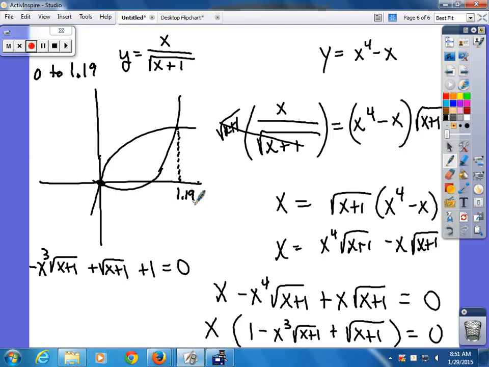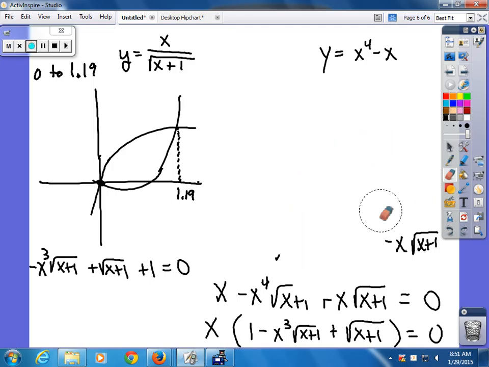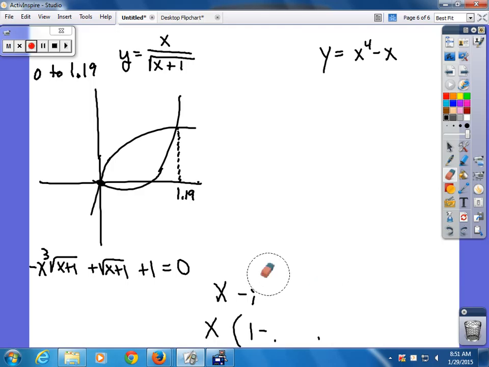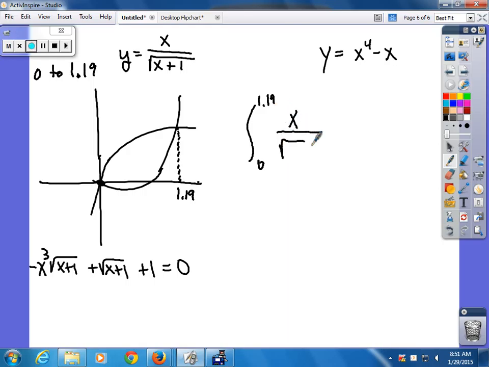So I'm just going to erase this portion over here. Somebody confirm that for me. Make sure. Isn't that one the one that looks like the natural log? So we've got the absolute value, I think, from 0 to 1.19 of x over square root of x plus 1 minus x to the fourth minus x over 1.